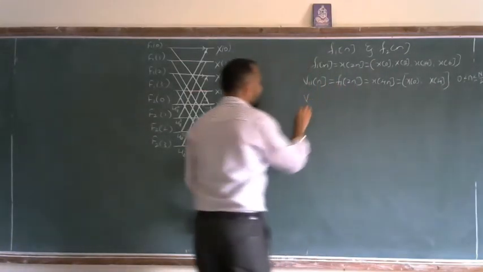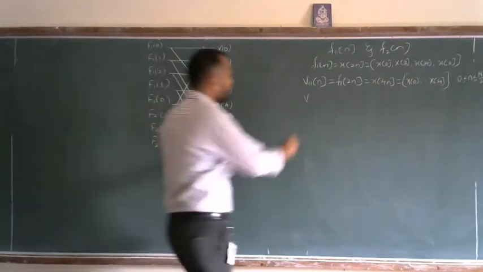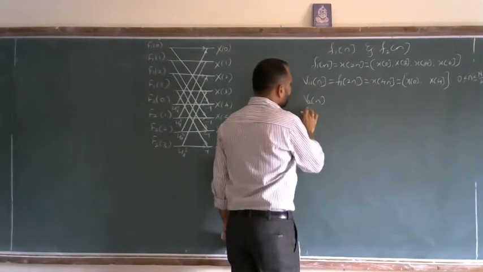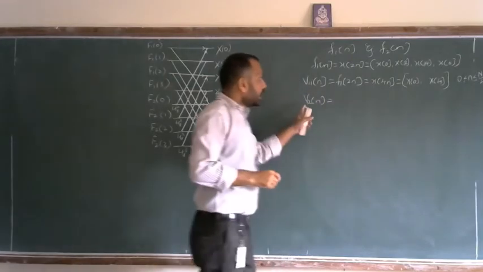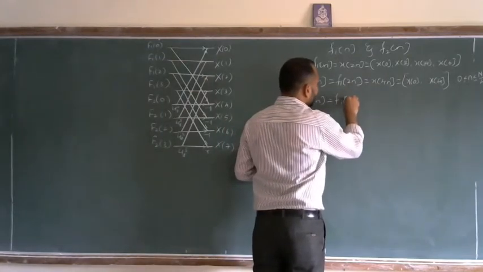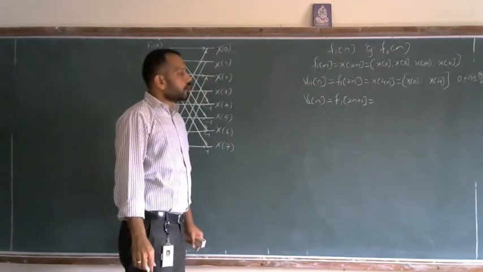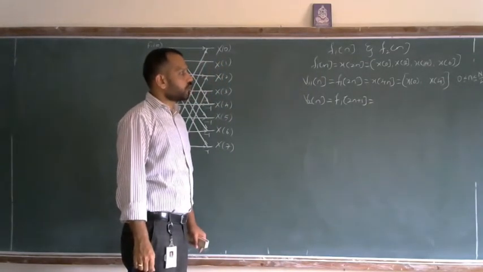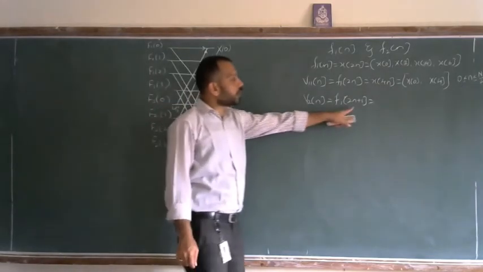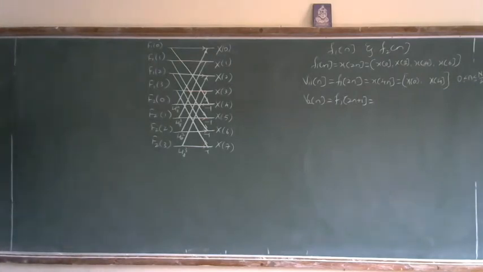Next, let's see V12 of n, the notation for the subsequence containing odd numbered samples from F1 of n, which will be represented by F1 of 2n plus 1. Okay, are you all following?